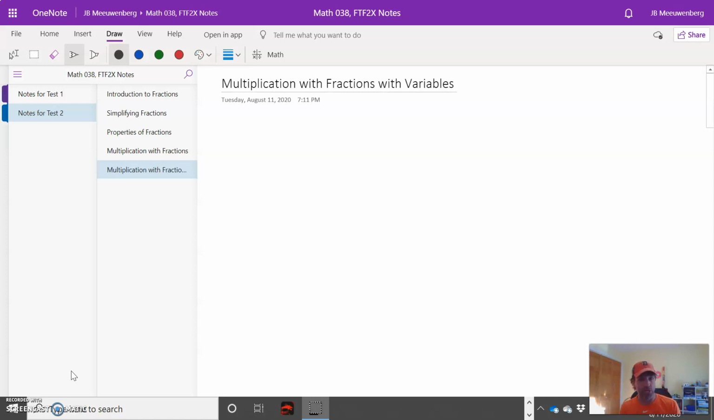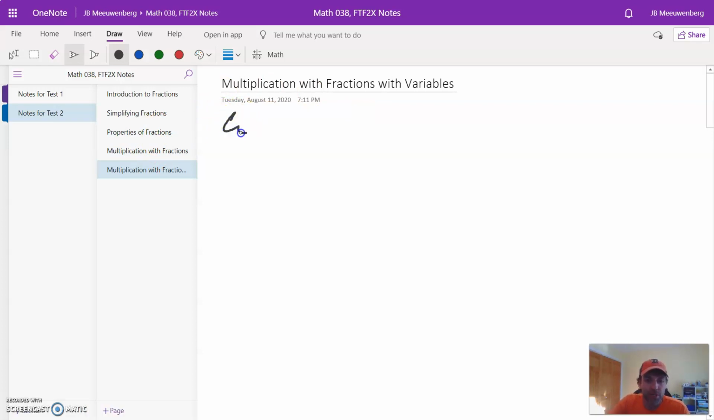Fractions and their operations work the same whether you're dealing with numerical fractions or algebraic fractions, if they're just numbers or if they have variables in them. Variables are numbers. They're just numbers that we don't know what they are at that moment.